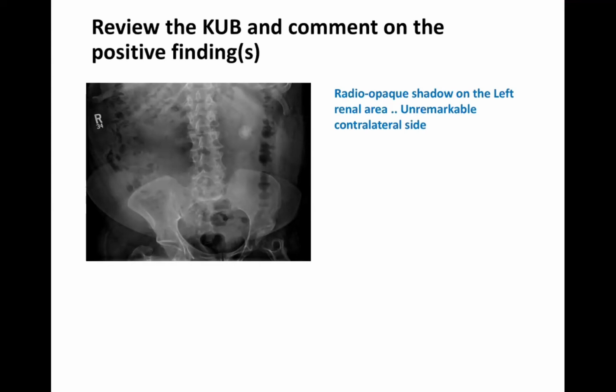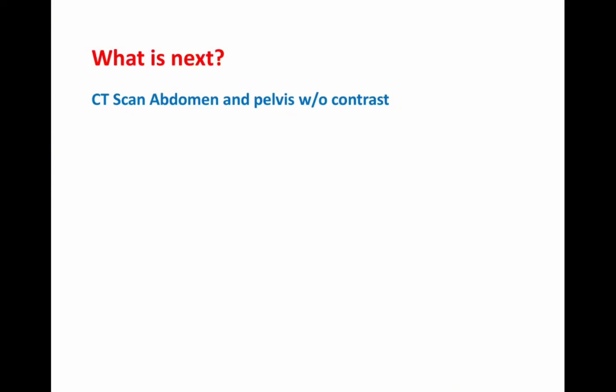So to be more accurate, it's better to say that there is a radio-opaque shadow in the left renal area or in front of such-and-such vertebra. And also it's important to comment on the contralateral side, that it's negative. Next, as everybody knows, CT scan without contrast.